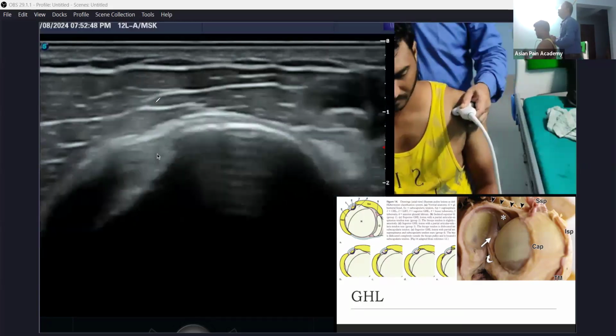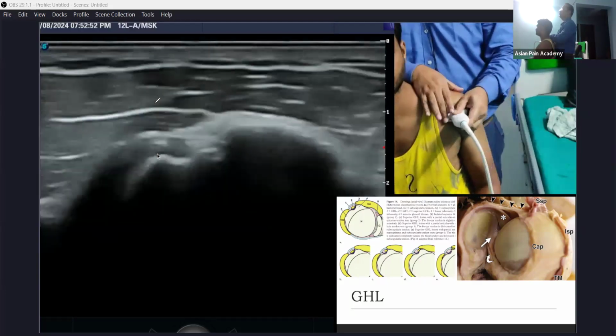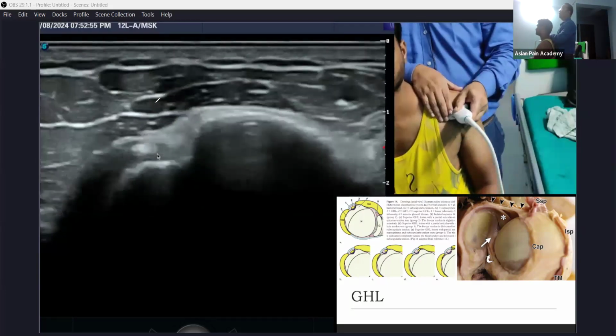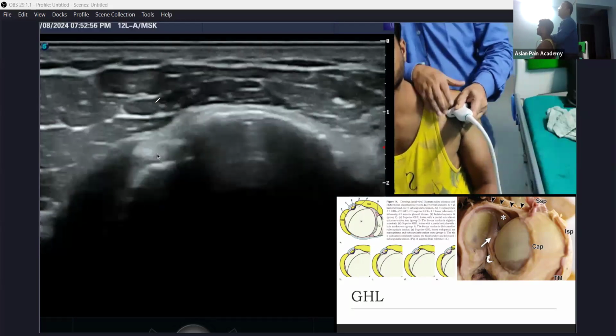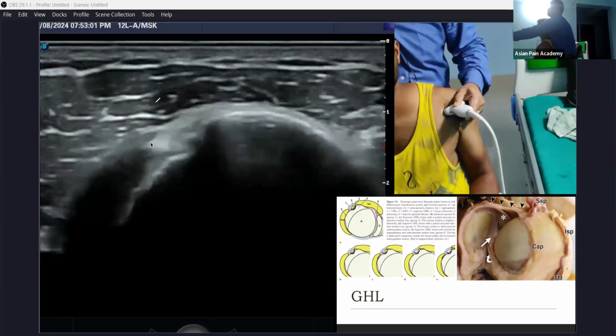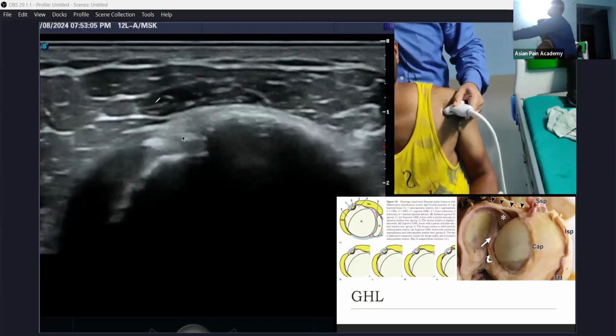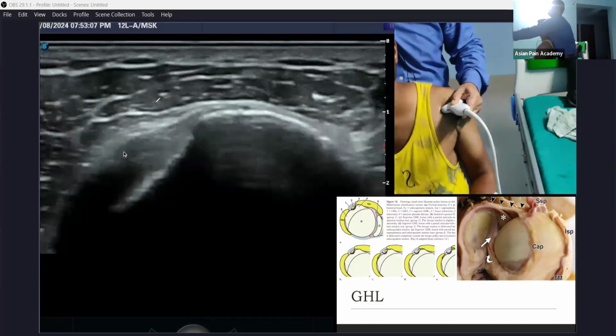This part I will show you next day also with a very high frequency probe. So just see this much only here. Now you can see clearly this is the coracohumeral ligament. Okay, this is the coracohumeral ligament.